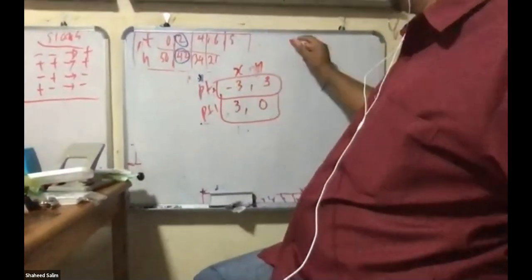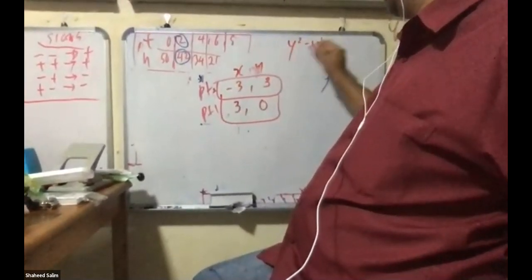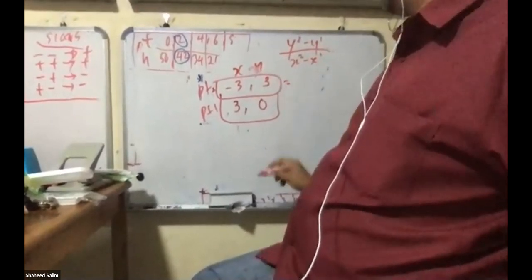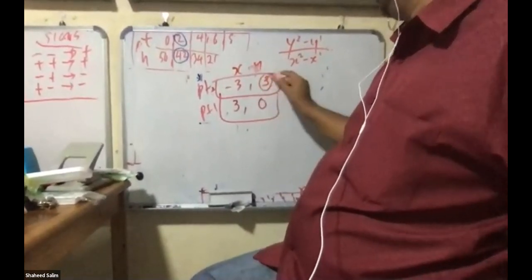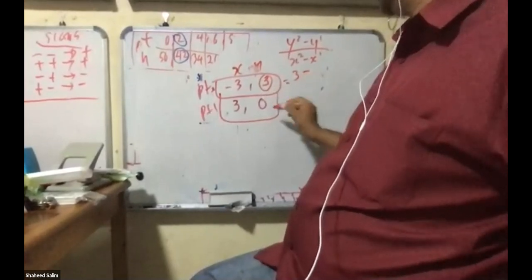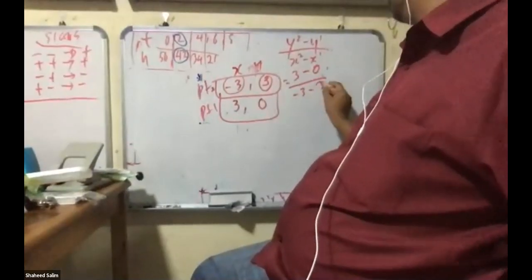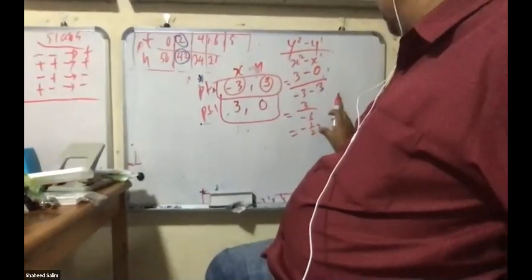So the formula says y2 minus y1 over x2 minus x1. So what is y2? y2 is 3 minus y1, 0, over x2, negative 3, minus x1, 3. So you get 3 over negative 6, equals negative half. So the gradient is negative half.